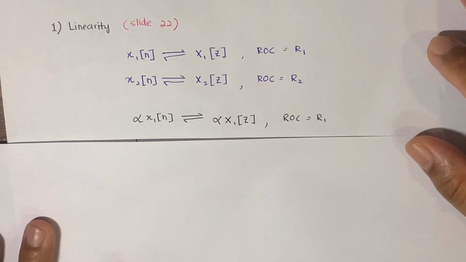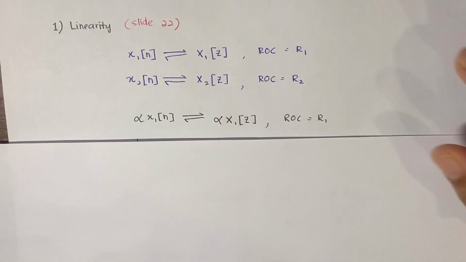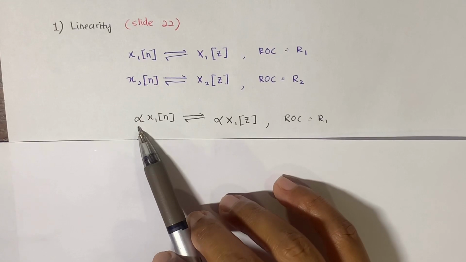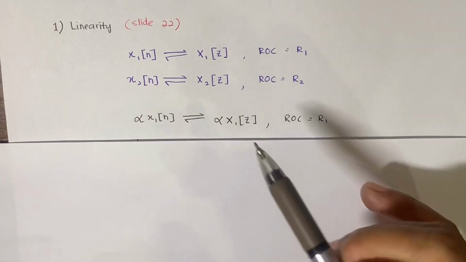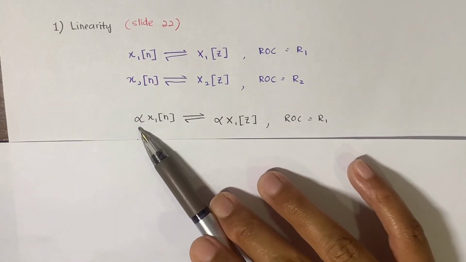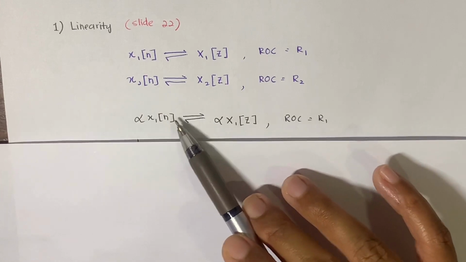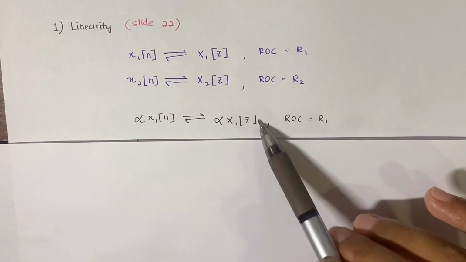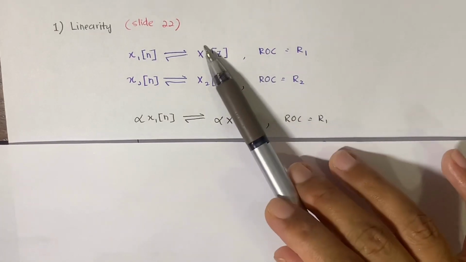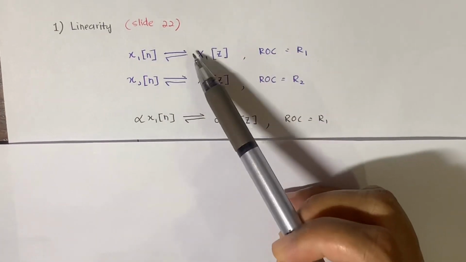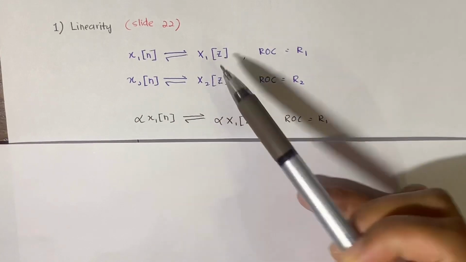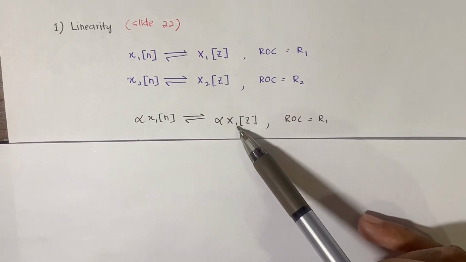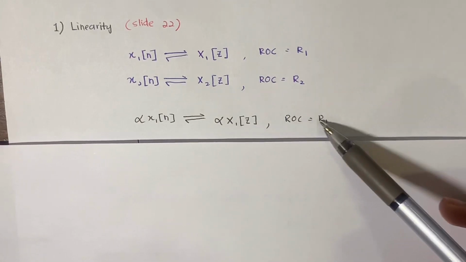Now we apply the scaling property. Multiply the first signal with alpha. So the Z transform for alpha x1[n] is alpha multiplied with the Z transform X1(z), with ROC equal to R1.